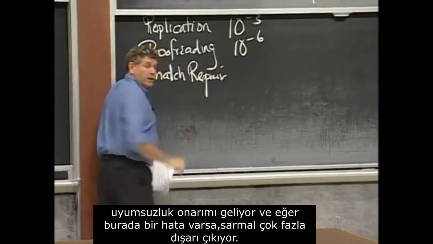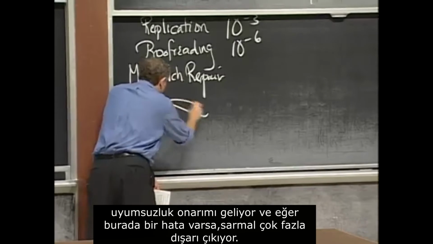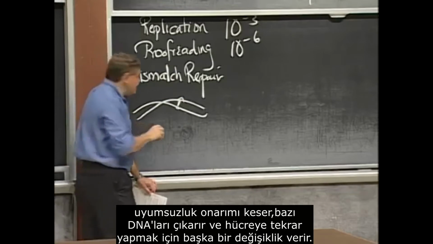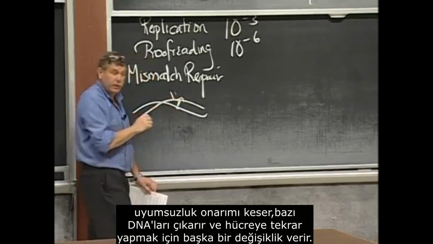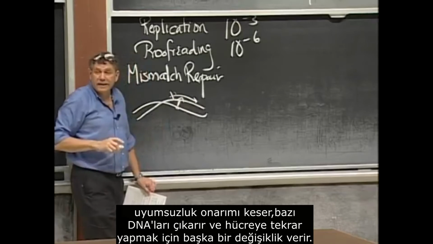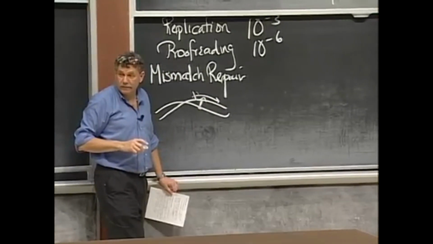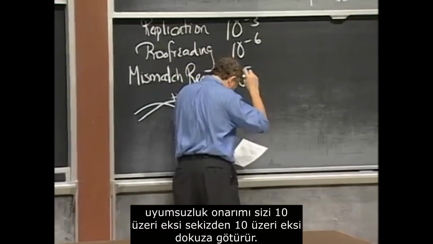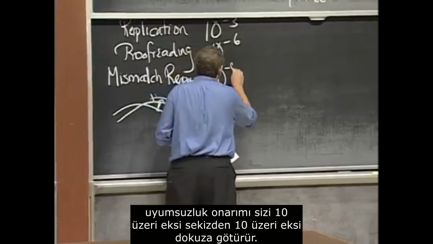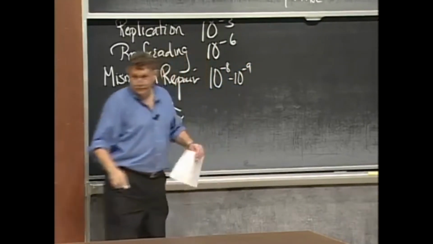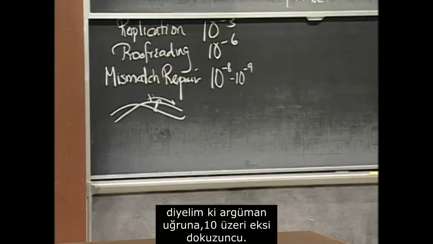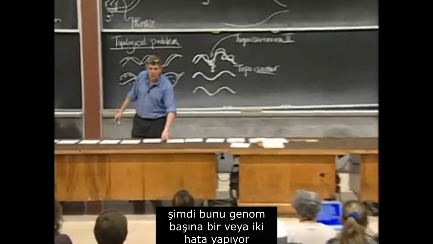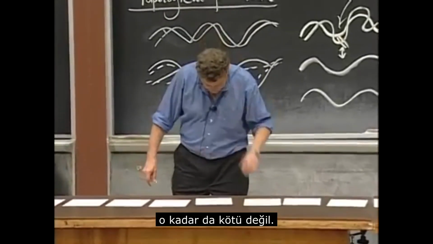Mismatch repair comes along, and if there was an error right here, the helix bulges out too much, let's say, mismatch repair cuts, removes some DNA, and gives the cell another chance to do it again. Mismatch repair gets you down to something in the neighborhood of 10 to the minus 8th, 10 to the minus 9th. Let's say, for sake of argument, 10 to the minus 9th. Your genome is about 3 times 10 to the 9th. That's 1 or 2 errors per genome. That's not so bad.